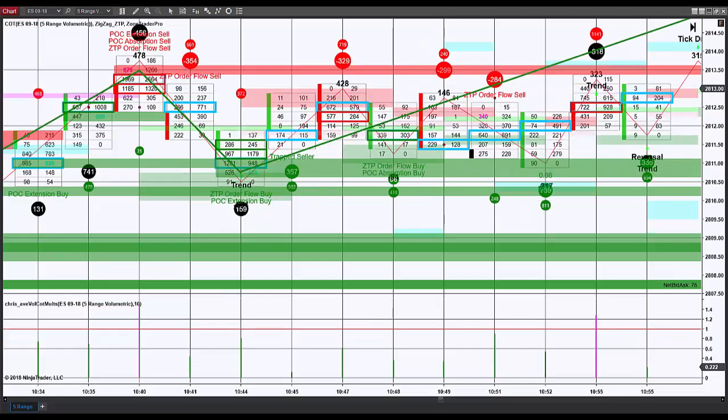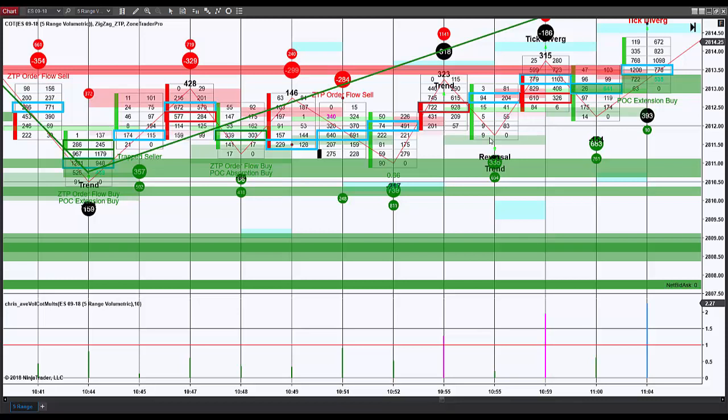In looking at the market as it traded for approximately 10 minutes, we can see that we had a ZTP order flow and a point of control absorption buy given at this area right here. Then on high volume, we see that the market made its first attempt to go up, and that traded down into a ZoneTraderPro reversal and trend trade.